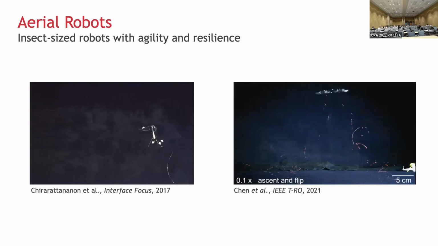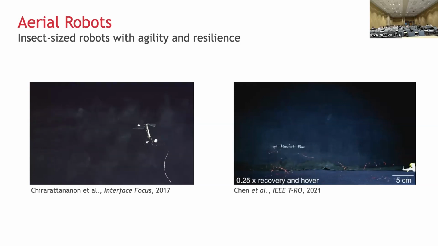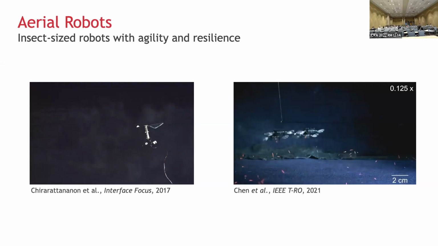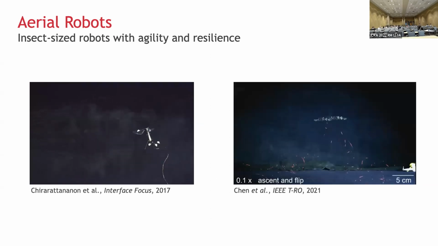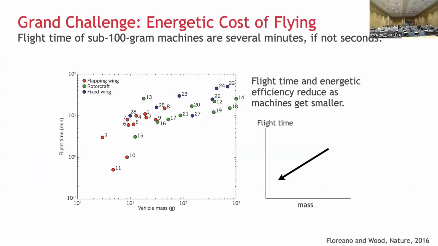They're still tethered. They cannot carry on board the batteries, microcontrollers, computing unit, or even sensory devices. So they still rely on a motion capture system for feedback. But the difference between these two types of robot can actually be understood by looking at this plot, which is from a paper by Dario and Robert, published in Nature in 2016, if I got it right. It's a plot showing flight time versus mass of small robots.